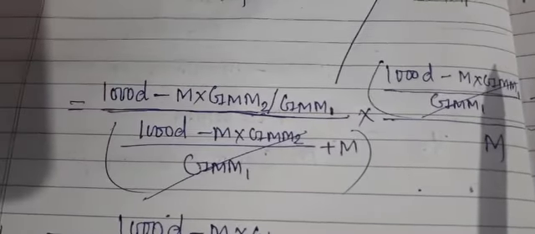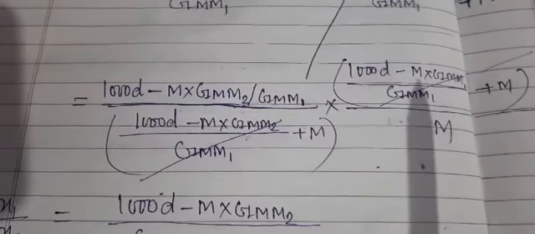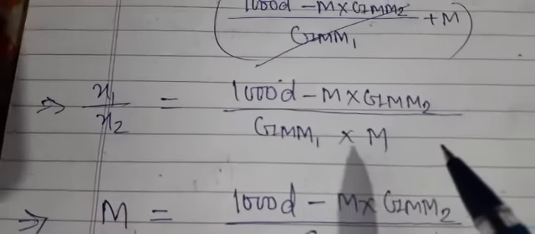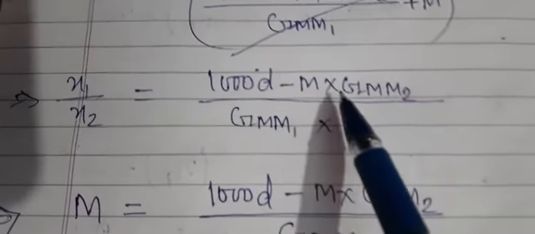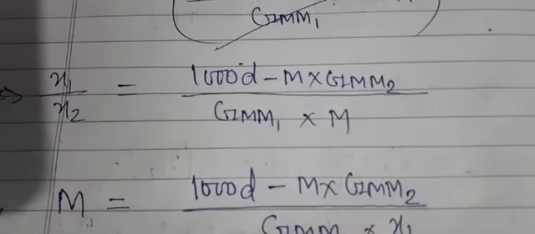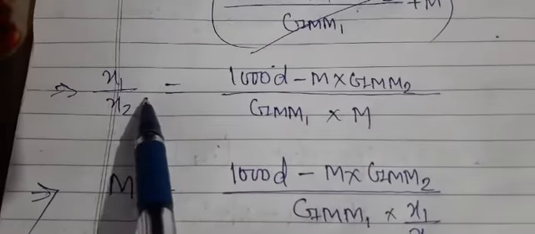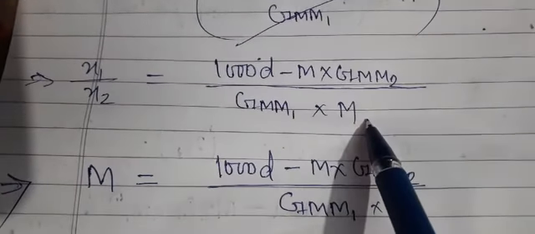Can look at this one and this one got cancelled. So finally what you are getting, x1 by x2 equals 1000d minus M into GM2. This is the formula of x1 by x2. So now M can be taken to this side and this one could be taken to this side, crisscross.